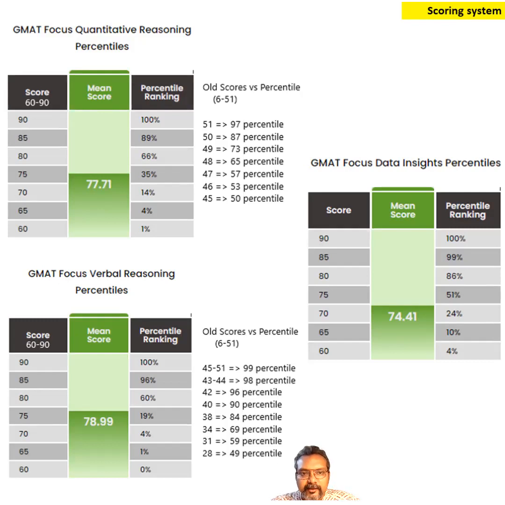If you get a score of 85, you get 89 percentile. So that means a lot of those scores in between are in the roundabout 89 to 100 percentile range. Now, if you look at a comparison with the previous version, a score of 51 was 97 percentile and 50 became 87 percentile. So roughly we can say that as of now, because this is a percentile based system, that would keep changing.